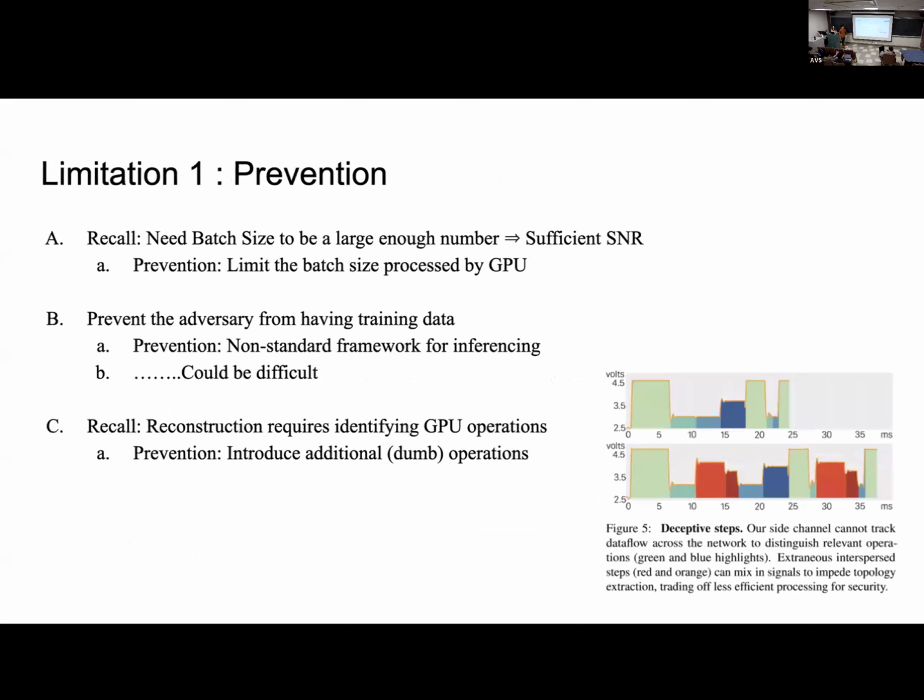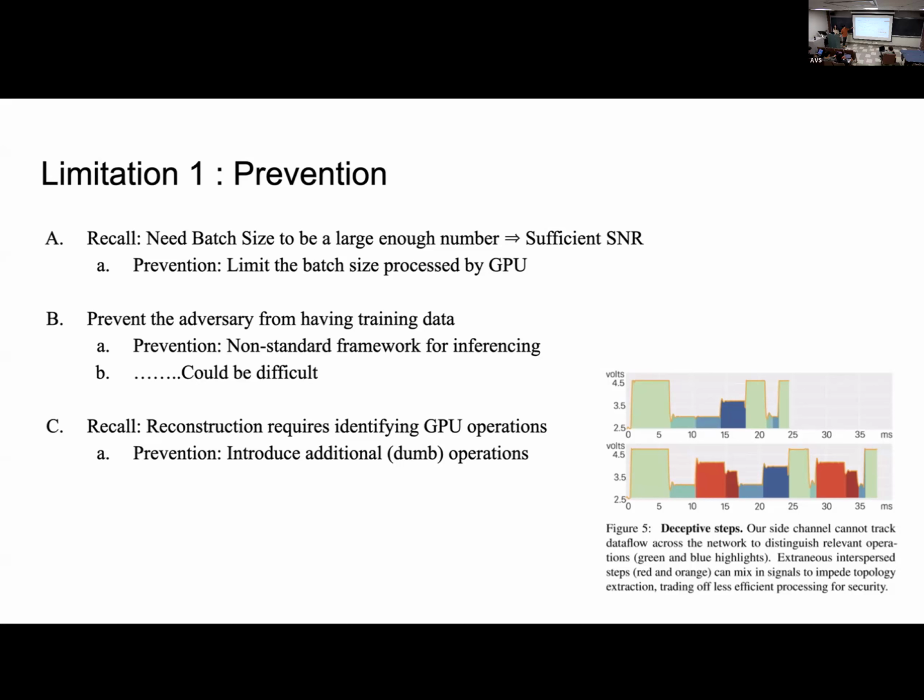Yeah. So on to prevention, there are 3 suggestions they gave for preventing this kind of attack. The first one was that, recall, you need a large batch size to have a high enough signal-to-noise ratio. So one of the ways you can prevent this is that the cloud provider can limit the batch size being processed by the GPU, but at a performance cost.